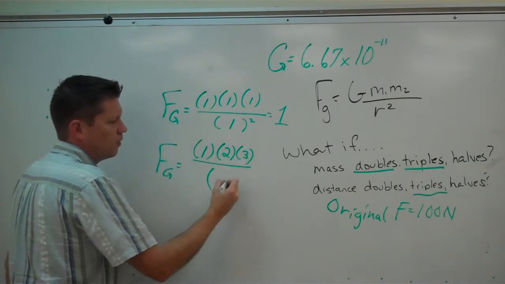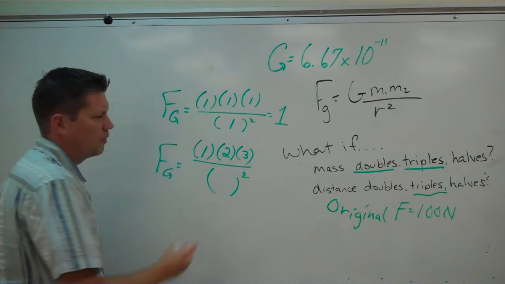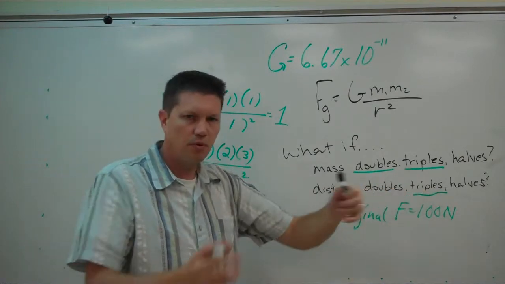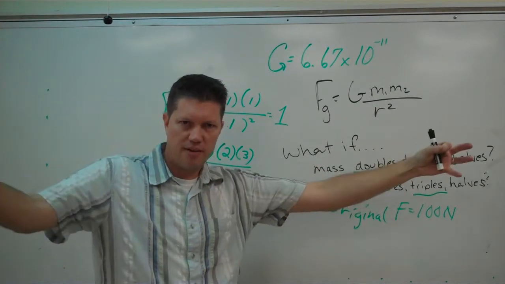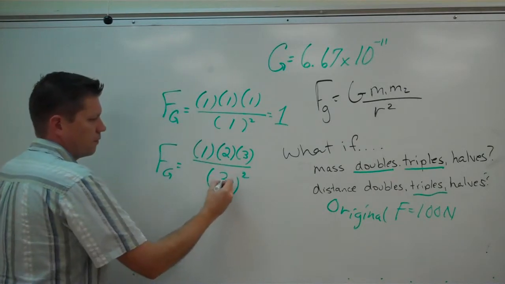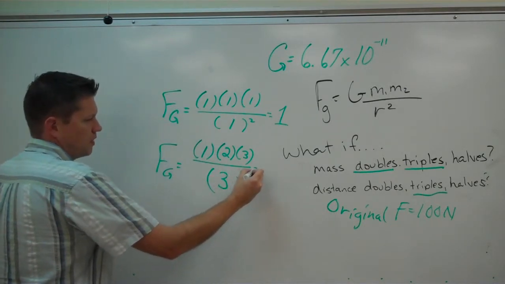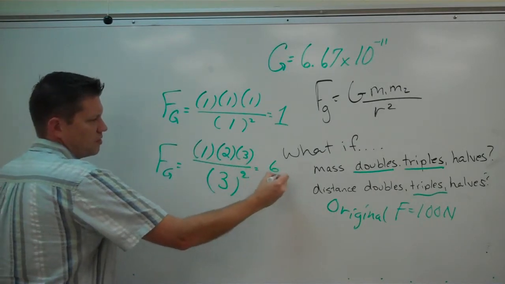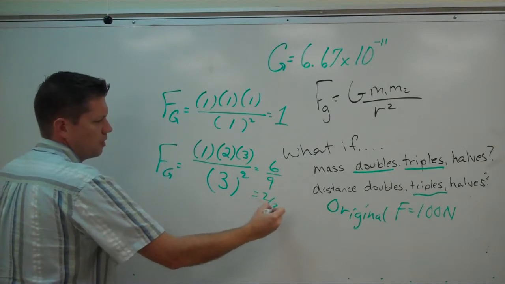And then on the bottom, what happened to my radius? Well, my radius suddenly tripled. The distance between them grew by a factor of 3. So when I plug those numbers in, we end up with 6 divided by 9, or 2/3.